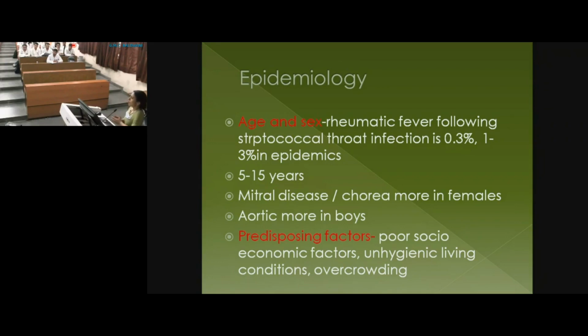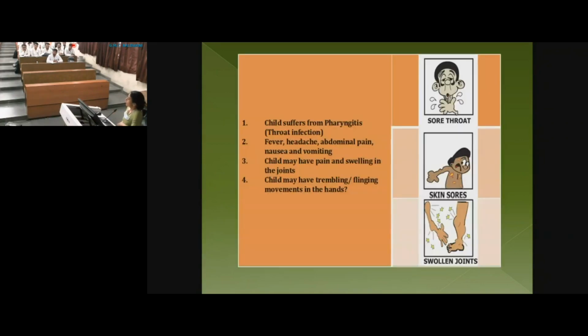Again, wherever you find airborne infections, overcrowding, poor socioeconomic status, people not using handkerchief hygiene, etc., you will find the incidence is higher. So the classical manifestation is the child has a sore throat, there's a lag period, right? Then you have skin sores. Skin sores are erythema marginatum. This is something that occurs early on, right? So fever occurs early. Then you have this erythema marginatum. Erythema marginatum are skin lesions. They occur usually in the trunk.